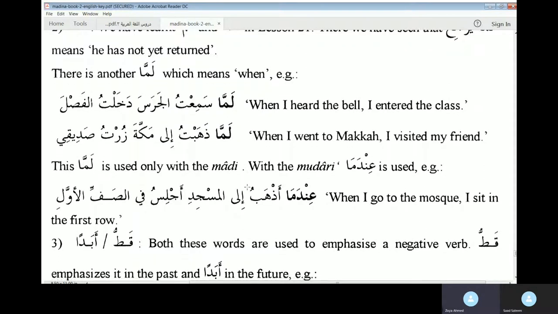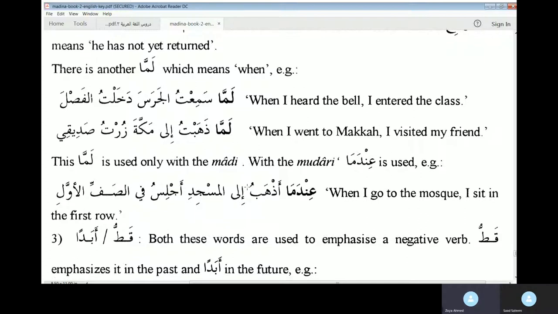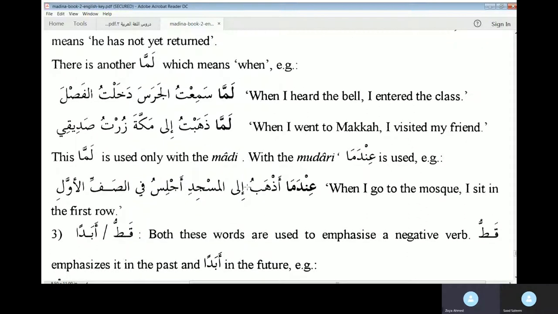This lamma is used only with the mazi. With the musari, indama is used. Indama azhabu ila al-masjidi ajlisu fi as-saff al-awwal. When I go to the mosque, I sit in the first row.